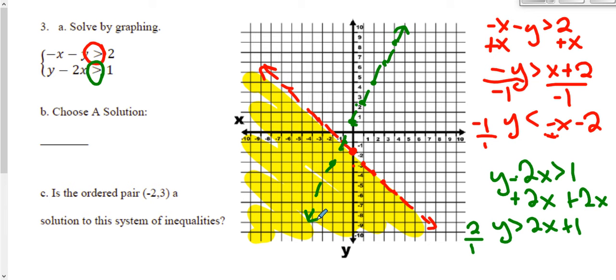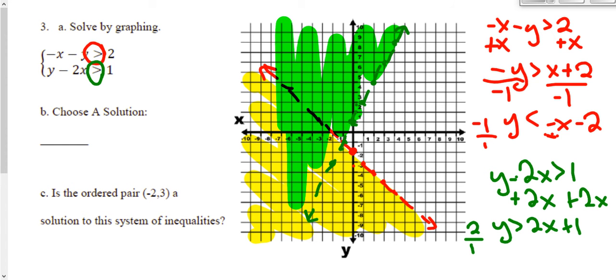There we go. And now we can take a look at the order that we are going to shade. And for this function, our symbol started as greater than, and it stays greater than. Y is larger than this line. So all of my y values are going to happen above the line. So I'm going to shade everything above this green line. And now we can see the portion of overlap right over here in this section of the graph.